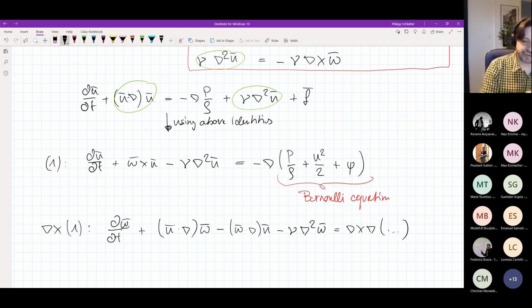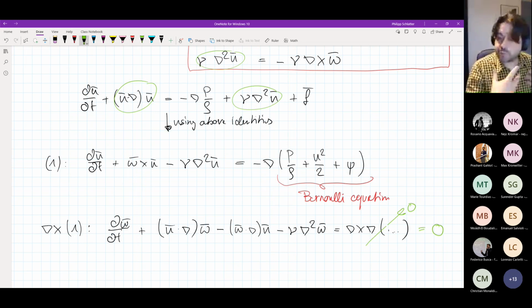Now, the interesting point is, if you have something nabla cross nabla of something, so the curl of a gradient of something, this is actually 0. So that means this whole equation needs to be 0. So that means all the parts that were originally contained or were part of this Bernoulli equation that we just identified, these guys actually disappear.